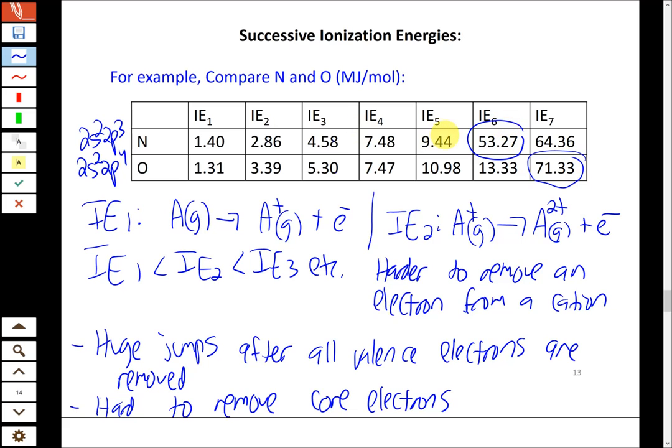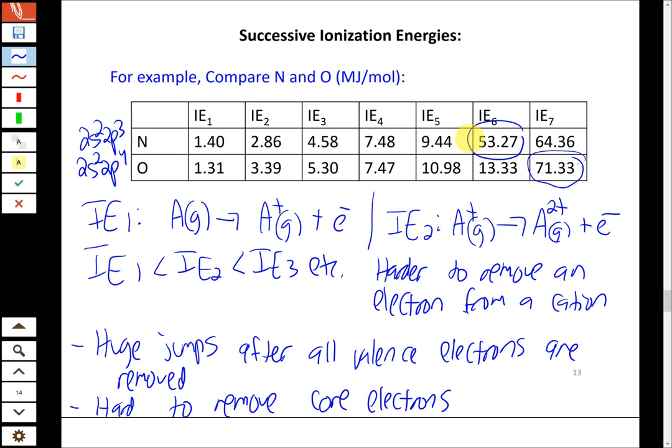So again, for nitrogen, it occurs after the 5th, which means that you have 5 valence electrons. For oxygen, the big jump, 13 to 71, doesn't occur until after the 6th because you have 6 valence electrons. So that's another concept related to successive ionization energies we want you to know.